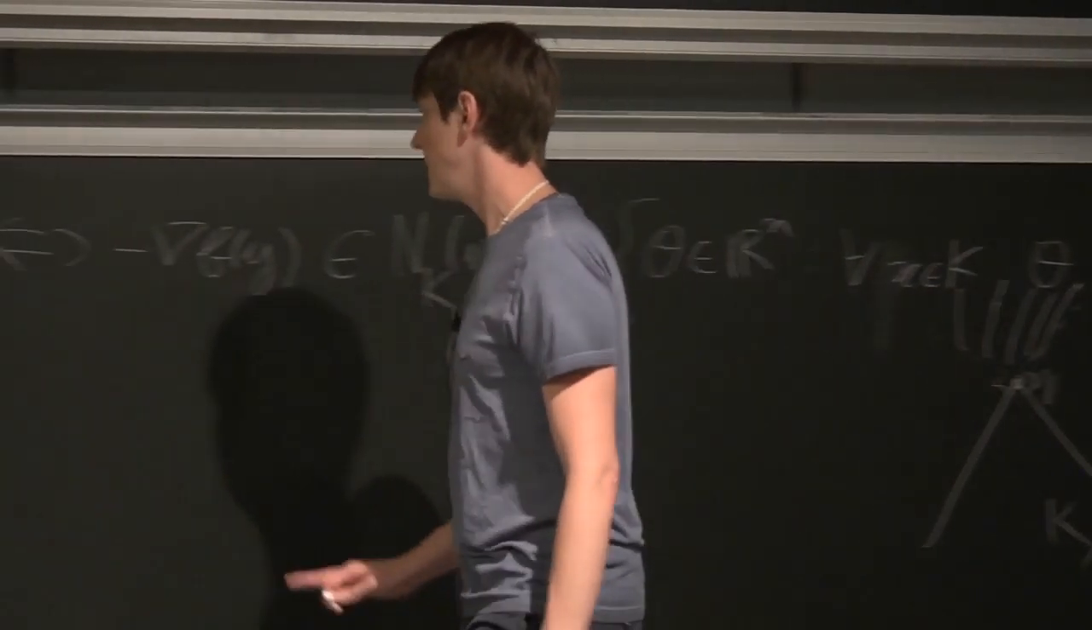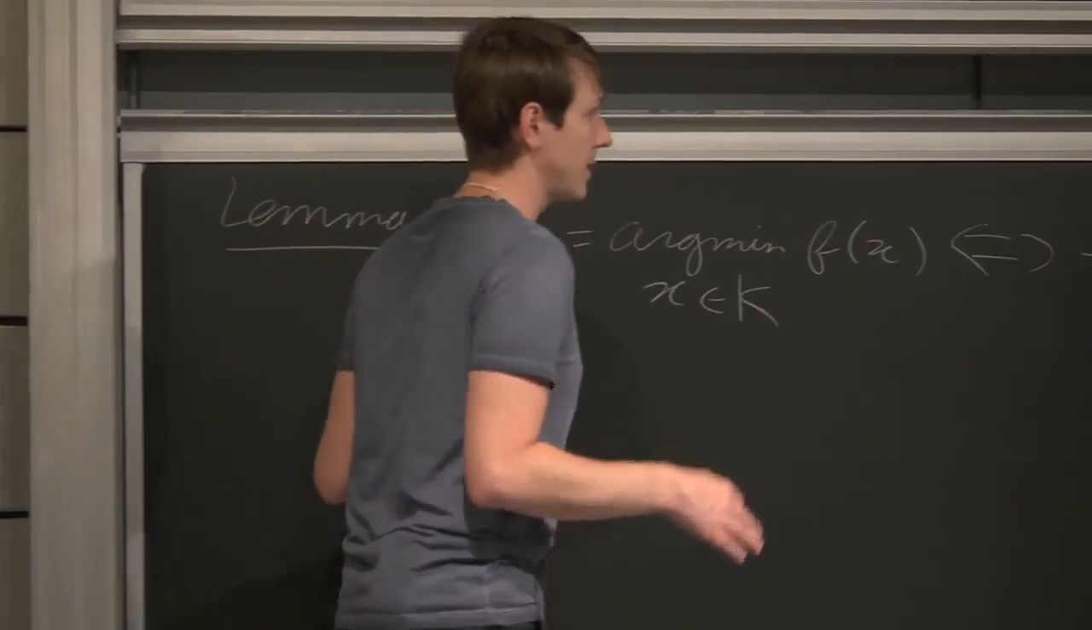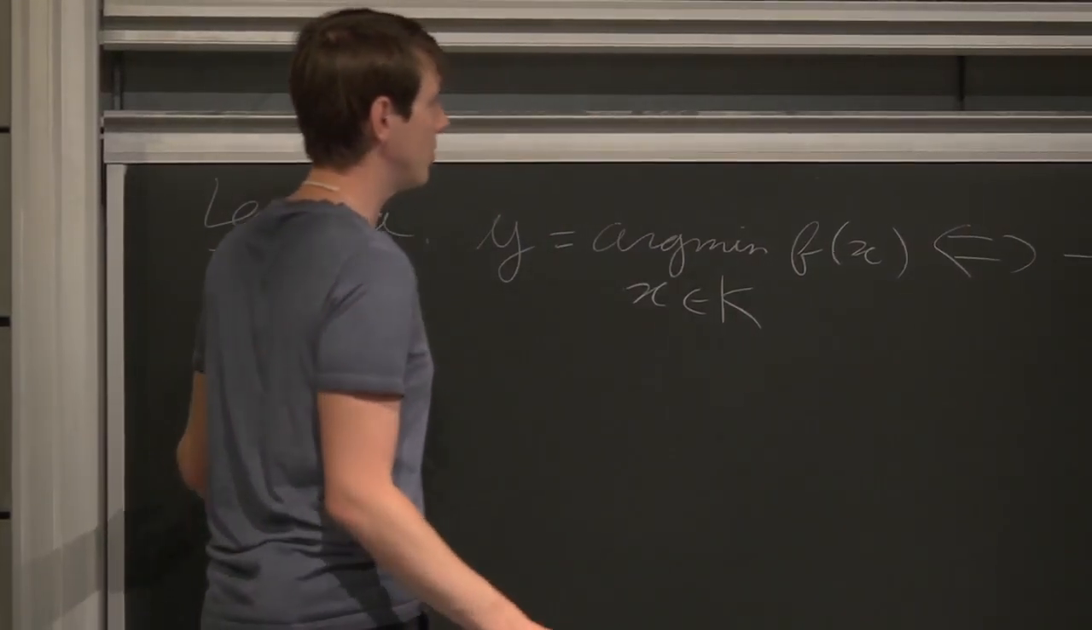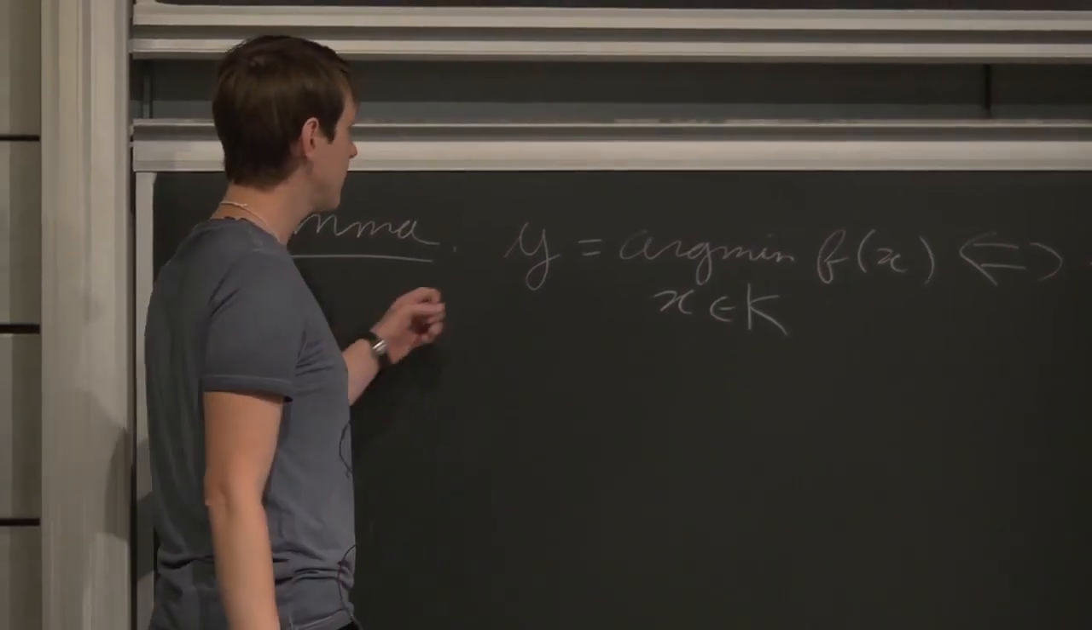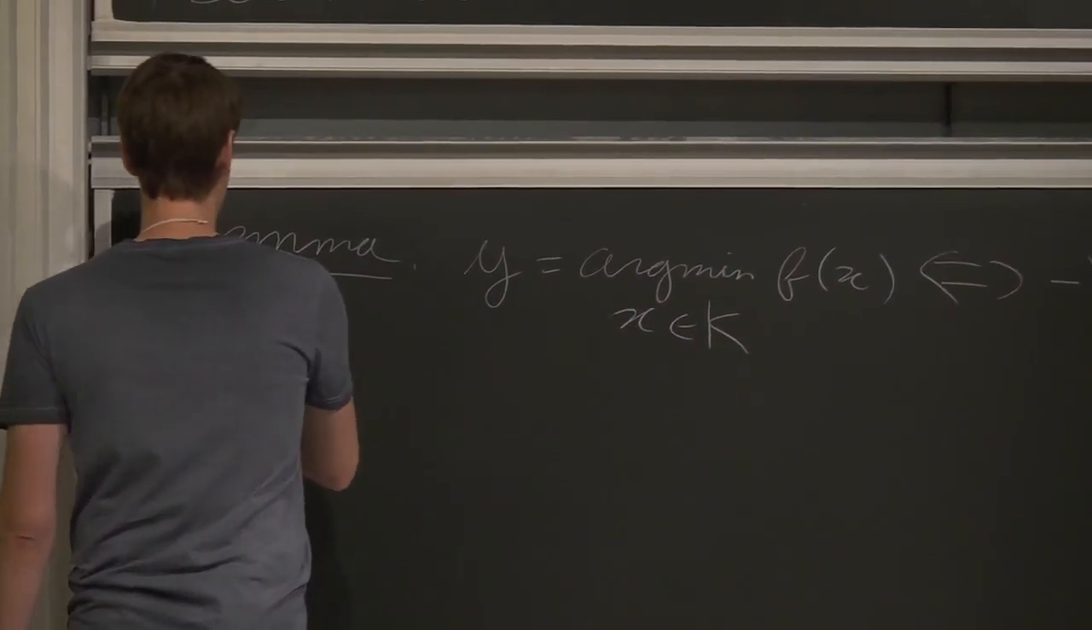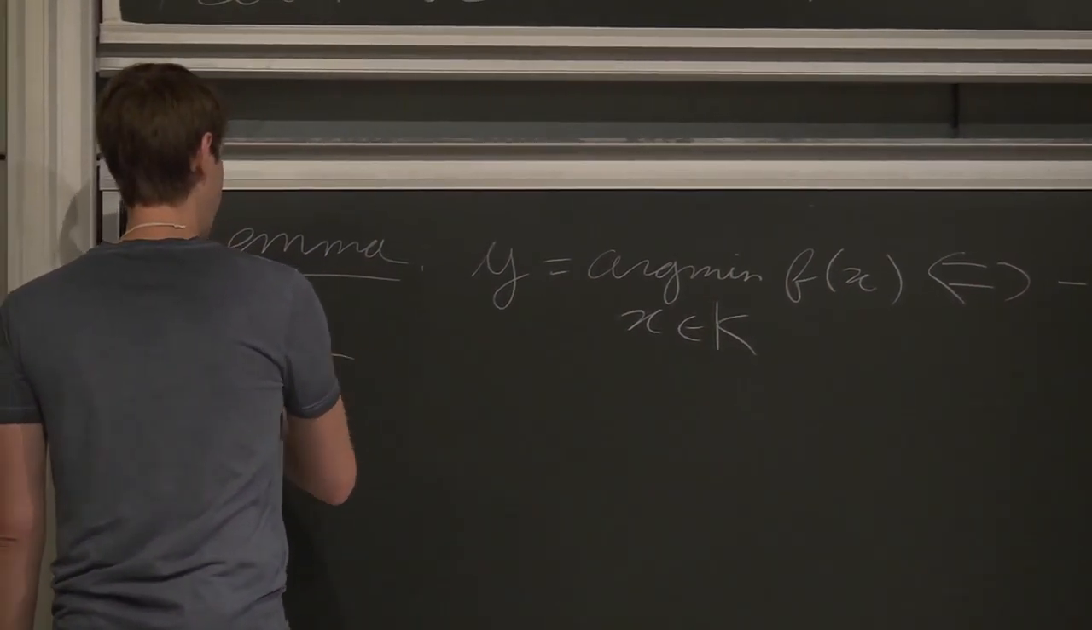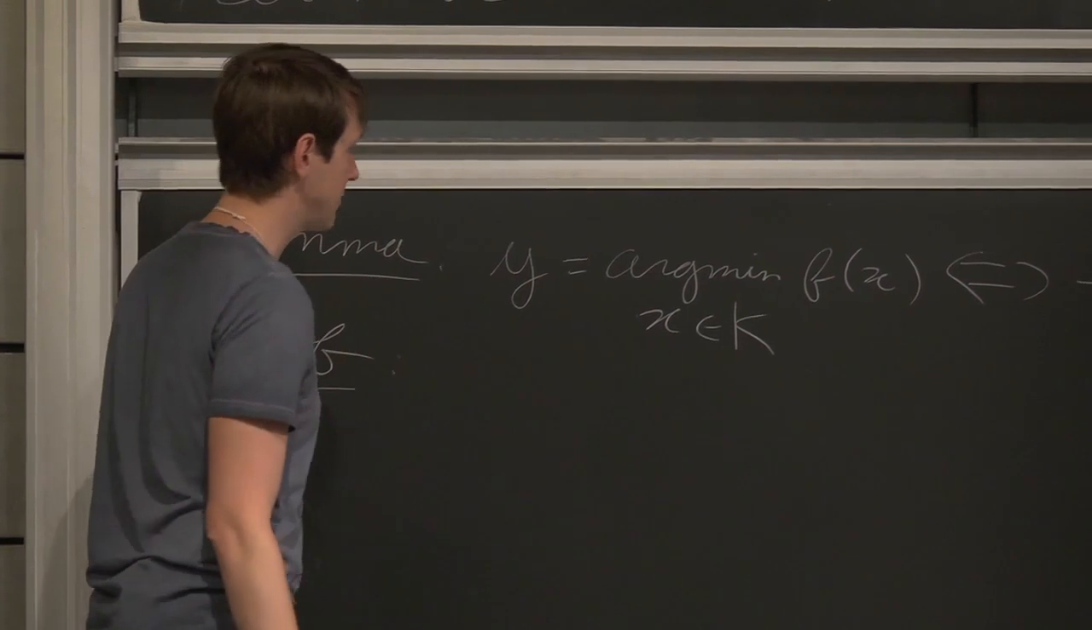We're going to see exactly what a normal cone is in the case of a polytope. That will be very useful, so we're going to do that in a minute. But first, let me prove this. The proof is very simple and tells you exactly what's going on.